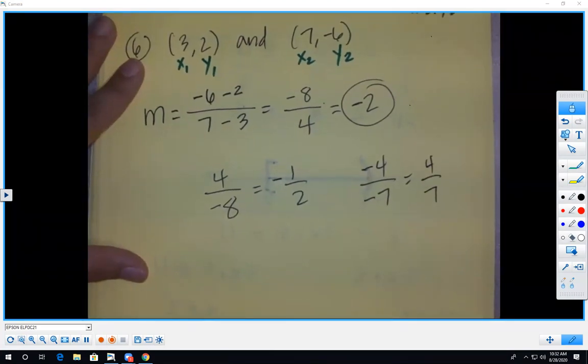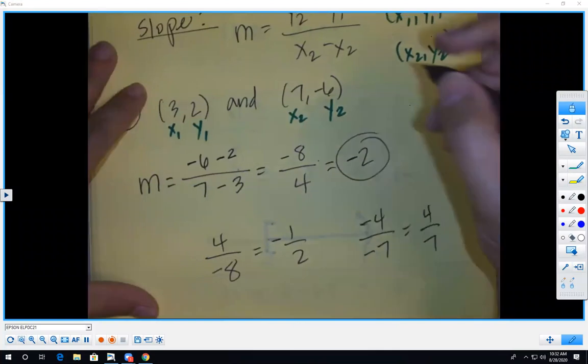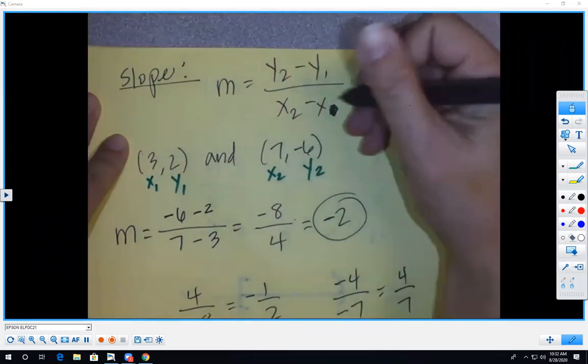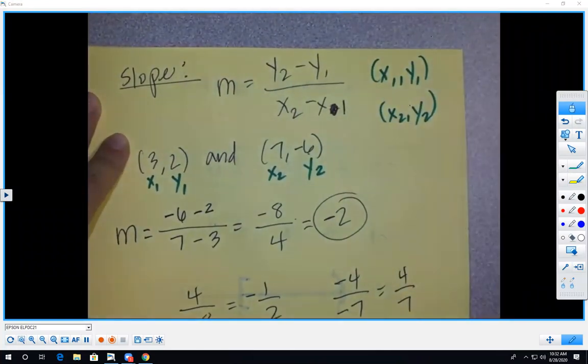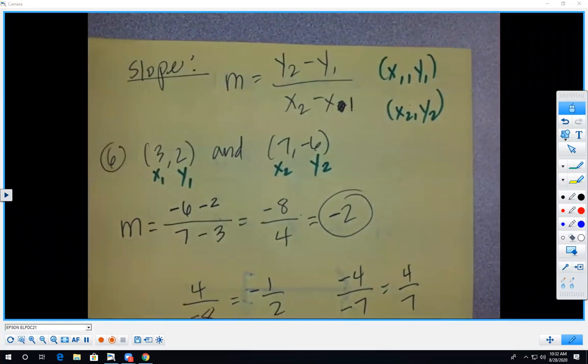Does that make sense? Okay, so reduce it, simplify your signs if you can. Is it x2 minus x2 or x2 minus x1? You're right, sorry, thank you. I wrote that down wrong. It's x2 minus x1. I got a little excited or something.